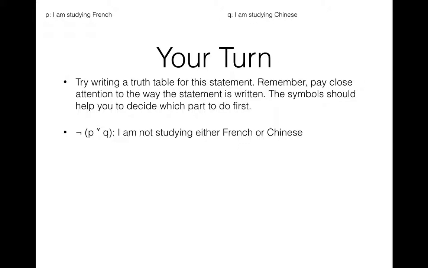Okay, let's see how you got on. So first of all, we should be paying attention to these brackets. The brackets are telling us that this is the first part of the statement that you need to pay attention to. So we are going to do the P or Q. And we can see that in the sentence, I am not studying either French or Chinese. So we've got the French or Chinese at the end here together. That's the first part that we're going to pay attention to. So we're going to use our inclusive disjunction table.